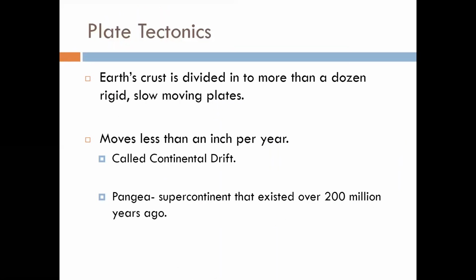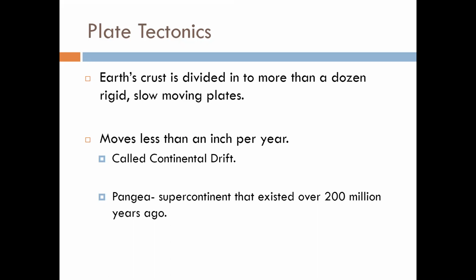So we're going to talk a little bit about plate tectonics. Does this sound familiar? Have we heard about this in our science classes yet? Plate tectonics might be a little familiar. Earth's crust is divided into more than a dozen rigid, slow moving plates. These plates are moving, but very slowly. They move less than an inch per year, very, very slow moving plates.